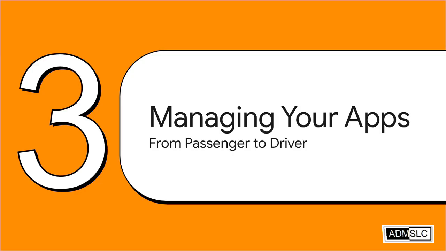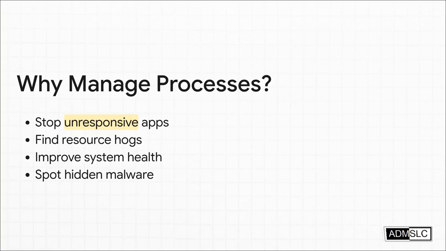Now, knowing all this isn't just for fun. This knowledge actually gives you real, practical control over your computer's health and performance. This is the moment you go from just being a user to being the one in the driver's seat. So why does this matter so much? Because this is how you fix stuff. You know that moment when an app just completely freezes? You can use this to shut it down. If your whole computer feels slow and sluggish, you can hunt down the resource hog that's eating up all your memory. You can even sometimes spot a weird-looking process that might be malware trying to hide.